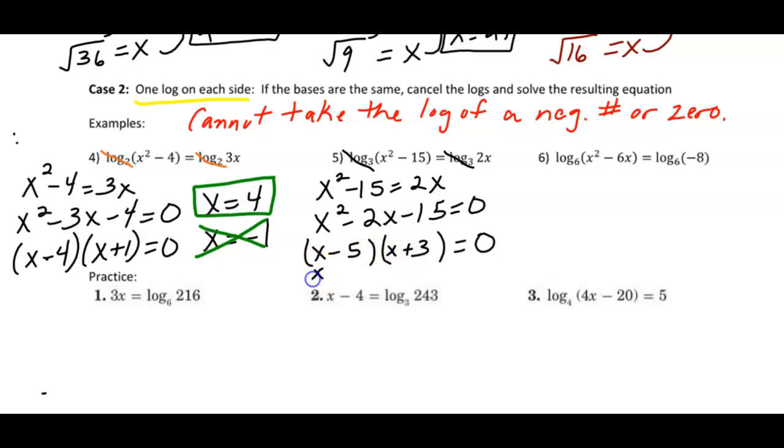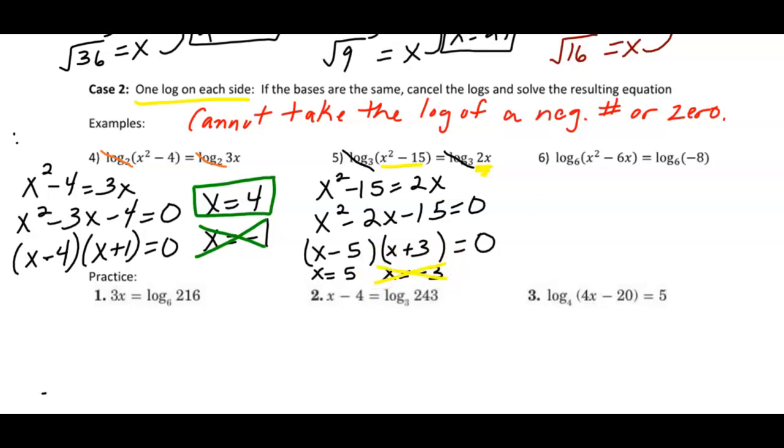x equals 5, x equals negative 3. Then go ahead and plug in and make sure that just this little section right here stays positive and this section stays positive. But I can already see if I plug a negative 3 in right here for my 2x, I'm going to get a negative 6. So my negative 3 is extraneous. I'm not going to use that one.